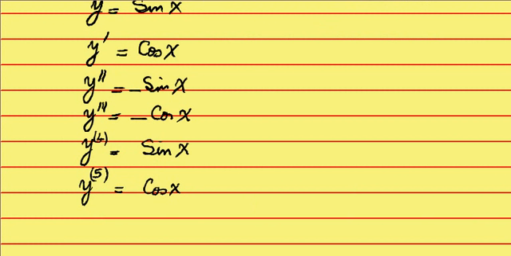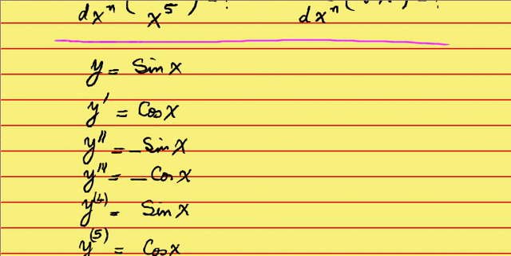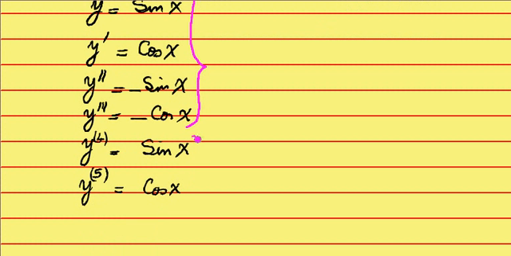What is happening here? I'm sure you noticed by now that the pattern got repeated. So here I had sine, cosine, minus sine, minus cosine. Now it's happening again. Sine, cosine, and if I want to go 2 more rounds, y6 is going to be minus sine, and y7 is going to be minus cosine.